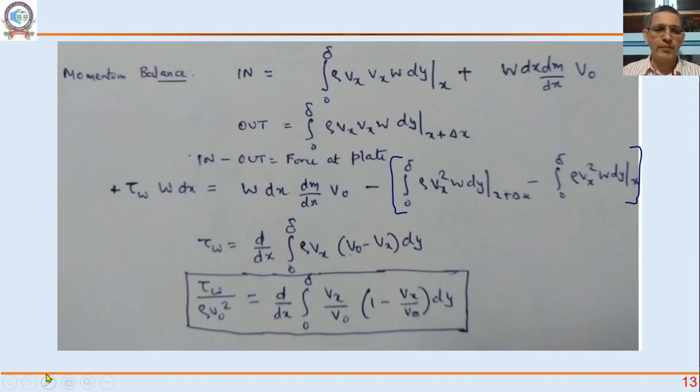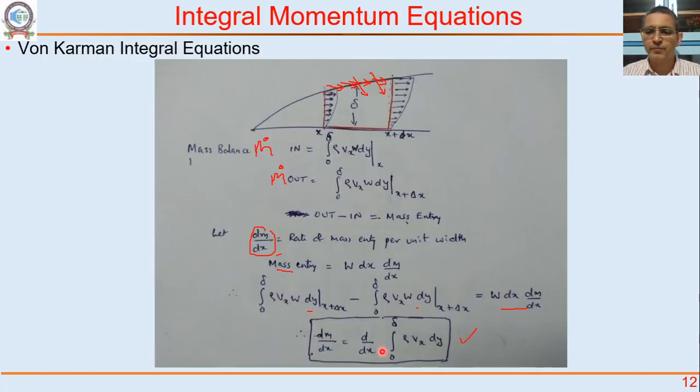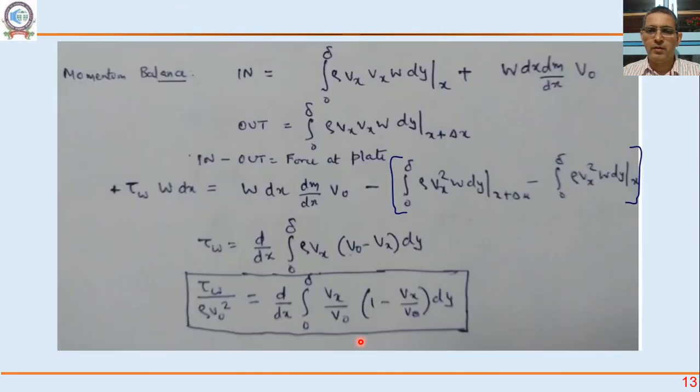Okay, so simplify. Substitute for this dm by dx from this expression. This is what you will get. And if I divide by rho v naught square, I will get d by dx of integral of Vx by v naught times (1 minus Vx by v naught) dy. Make sure that you get this expression.